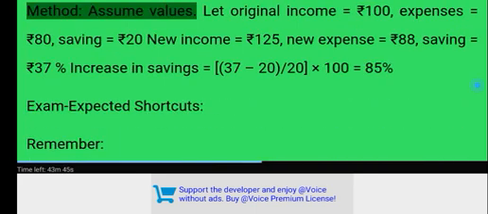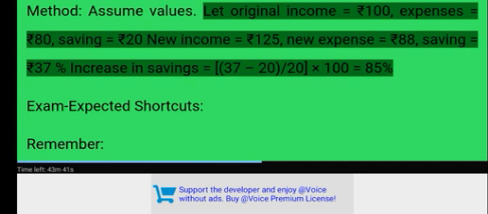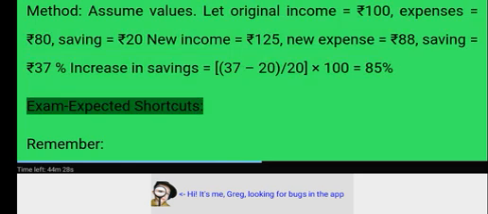Method, assume values. Let original income equals 100 rupees, expenses equals 80 rupees, saving equals 20 rupees. New income equals 125 rupees, new expense equals 88 rupees, saving equals 37 rupees. Percent increase in savings equals 17 divided by 20 times 100 equals 85%. Exam expected shortcuts.